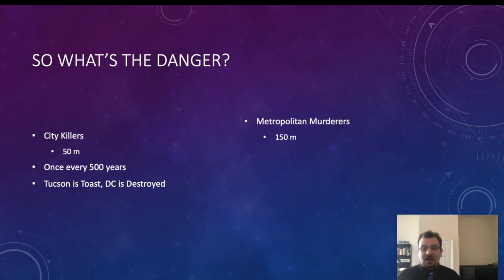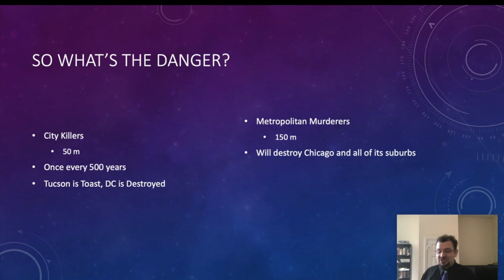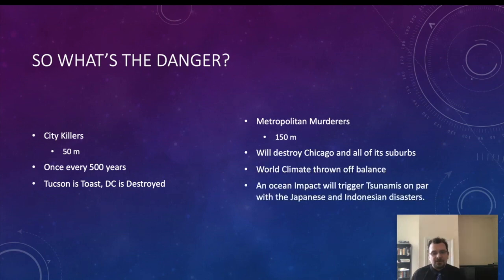Let's move up bigger. Metropolitan murderers. These are 150 meters across. And this would destroy Chicago and all of the suburbs. So it is going to be destroying not just a city, but a mega city. All of the suburbs, all of the areas, something like Tokyo, which is a very, very large city, would be completely wiped off the map.